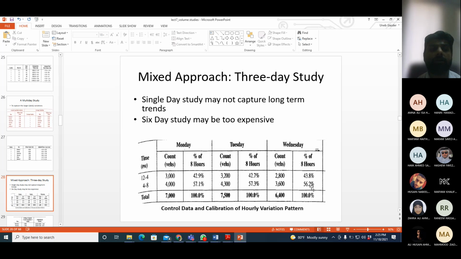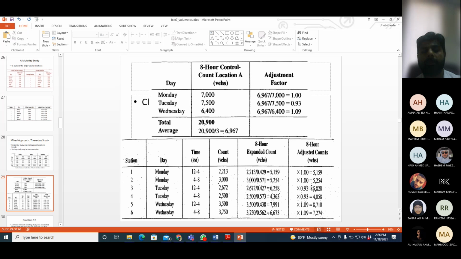Now let me show you the calculation. Using this, first of all, we have 3 days of data for the control count location. So for the control count location, I can easily calculate the average 8-hour count. I took the average of the 3 values which were given for the control count location. So this is the average count for the control count location.